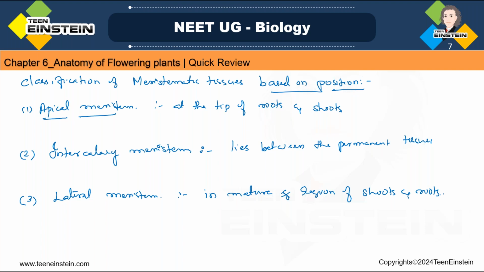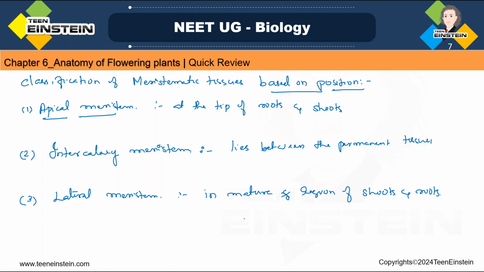Which one? Lateral meristem. So this is the classification based on the position. At the tip, you can see apical meristem. In between the permanent tissues, you can see the intercalary meristem, and lateral meristem you can see in the mature region of shoots and roots.